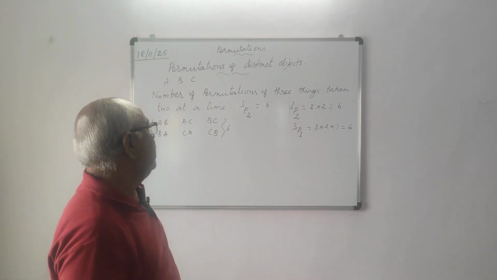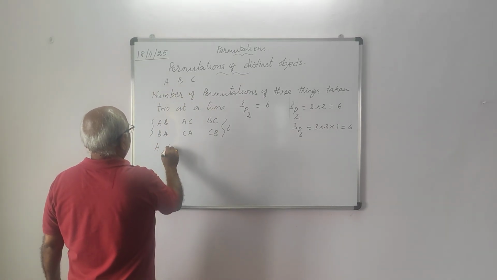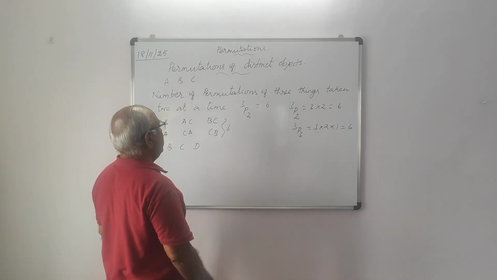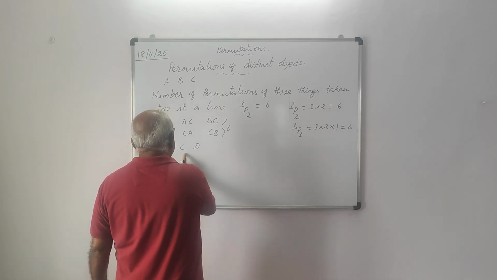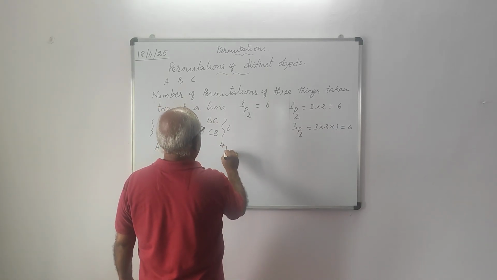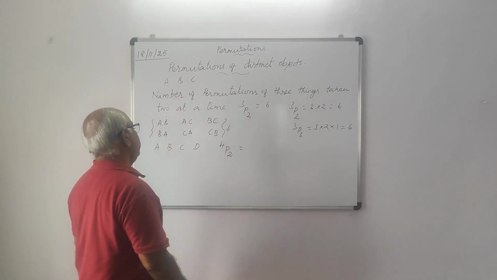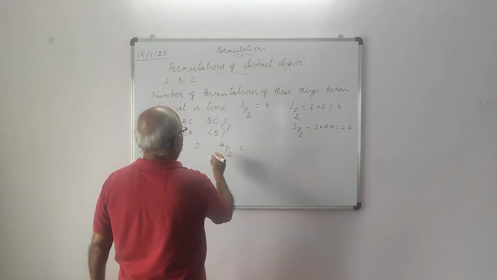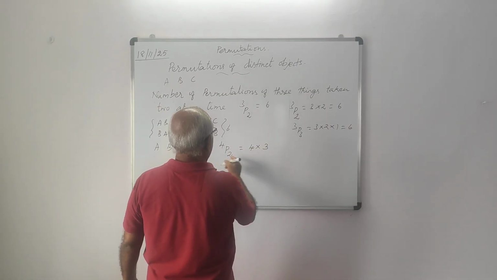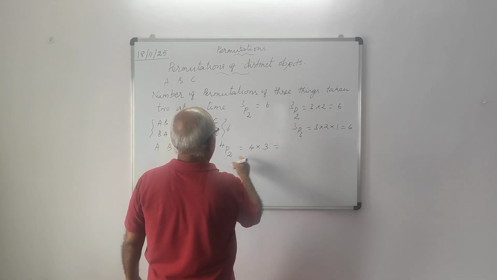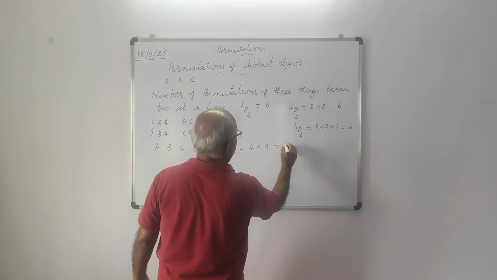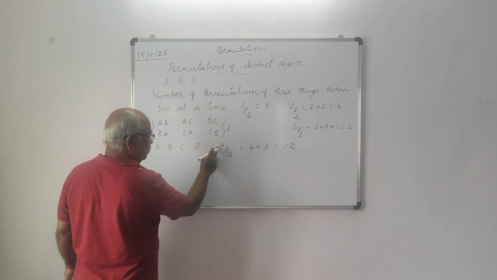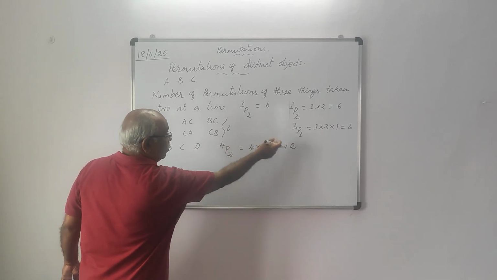The next case: out of 4 things, A, B, C and D, how many arrangements are there taking two things at a time? That is 4P2, the number of permutations of 4 things taken 2 at a time. Here 4 into 3 only. Number 2 here, therefore 2 numbers we have to reduce: 4 and again 4 minus 1 is 3. 4 into 3, 12 permutations are there. Out of 4 things, 2 things can be arranged in 12 ways.